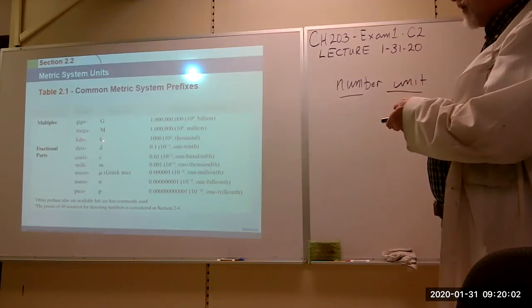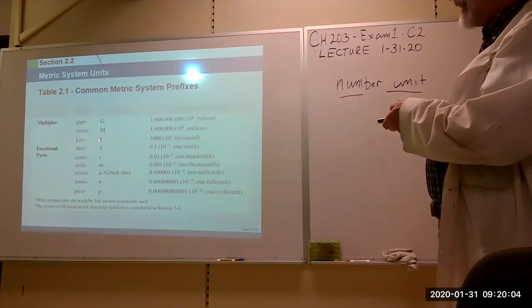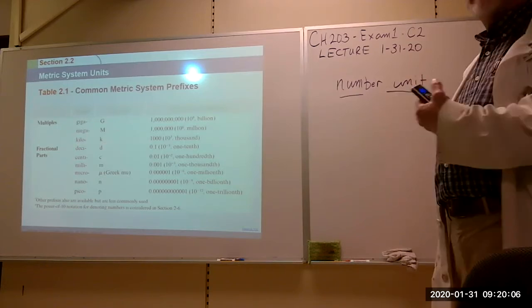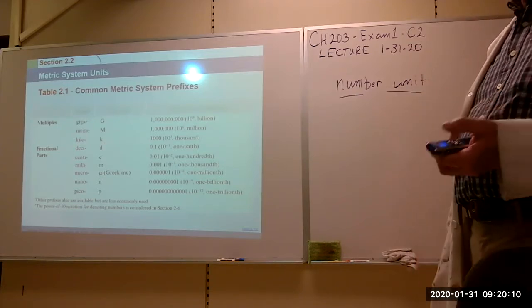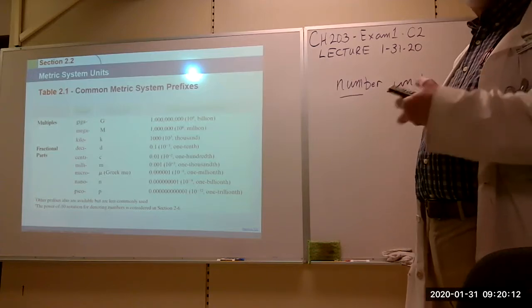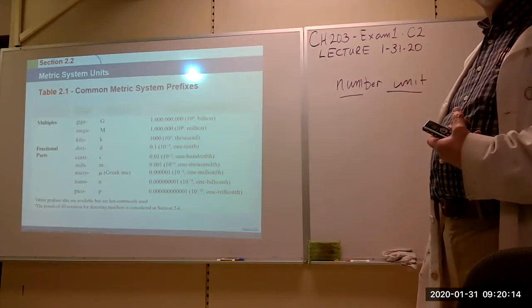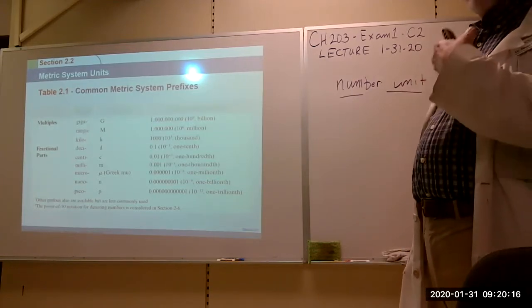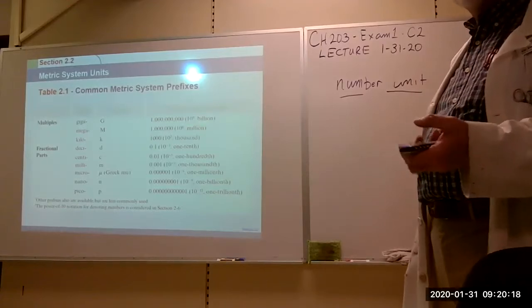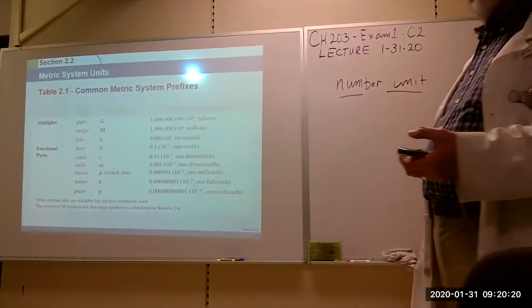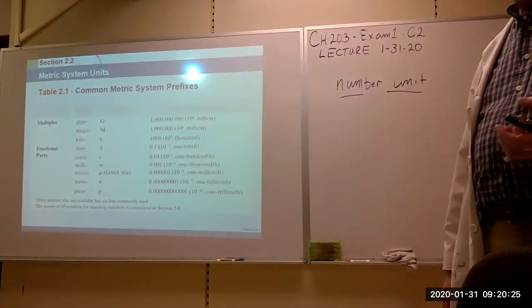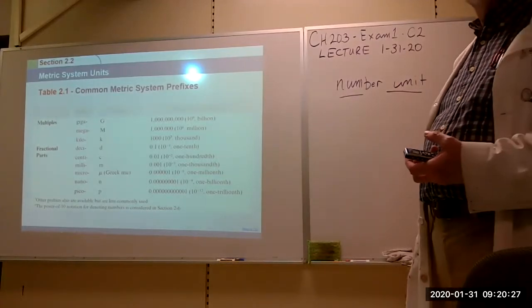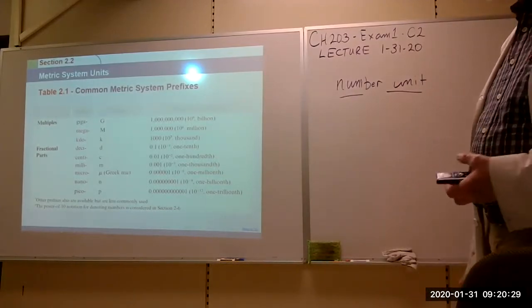Here's a good one to remember. K, little k, or kilo, means 1,000 times the base unit. So a kilometer is 1,000 times a meter. And if you're going 100 kilometers per hour, you're going 100,000 meters per hour.